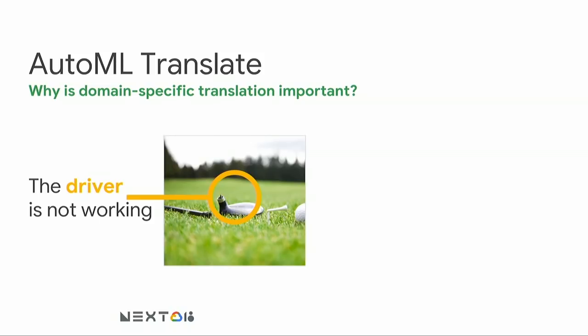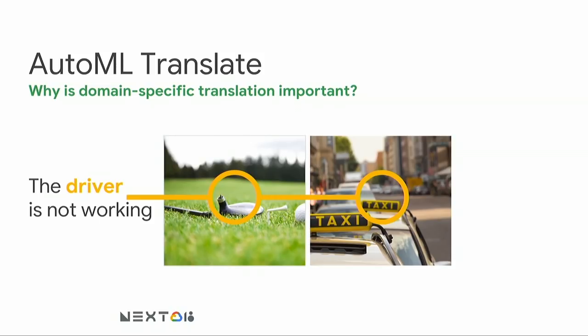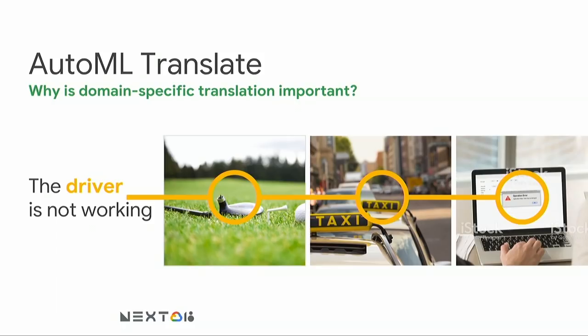It could be referring to a broken golf club. My driver club is broken. It could also be referring to maybe a taxi driver is on strike. They're not working, so the driver is not working. Or it could apply to the software use case that we saw in the previous slide. So this is an example of why you might need a domain-specific translation model.